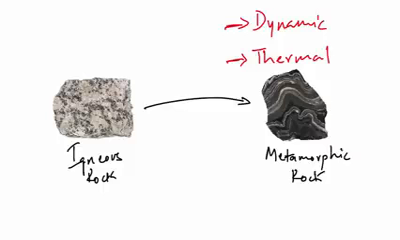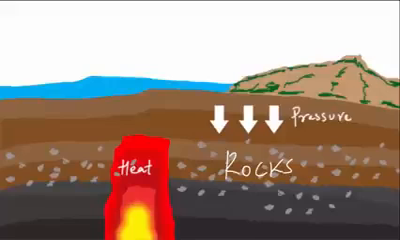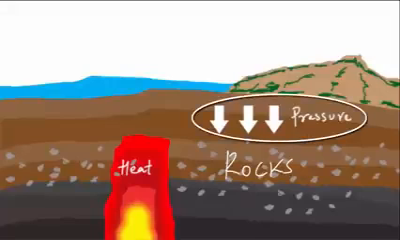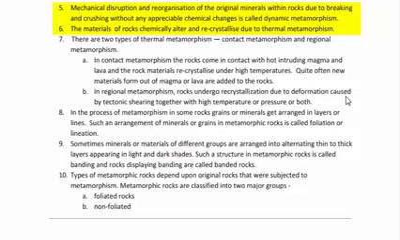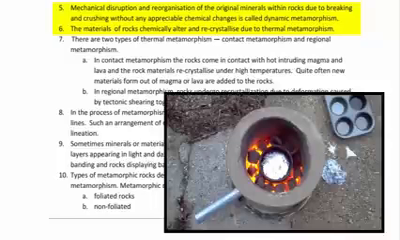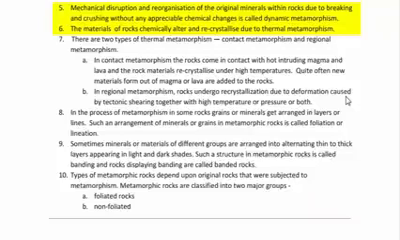Now rocks undergo dynamic as well as thermal change. So one is due to pressure of the massive weight of the landform and the other is due to heat from the interior of the earth. It is very easy to remember this. In chemistry, if you want to separate the elements from a mineral, you basically heat it to a point that it melts. So thermal metamorphism does chemical alteration to the rocks.